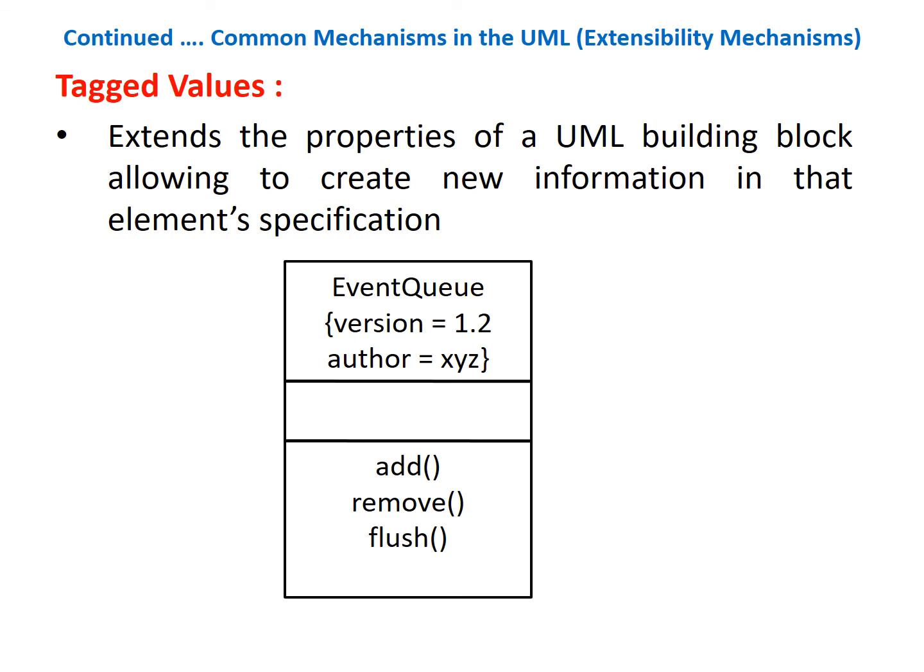Next is the tagged values. A tagged value extends the properties of a UML building block, allowing you to create new information in that element's specification. For example, here the class EventQueue is extended by making its version and author explicit.